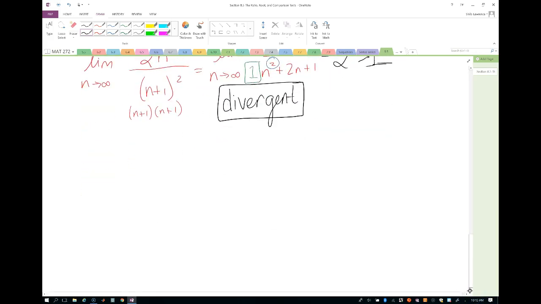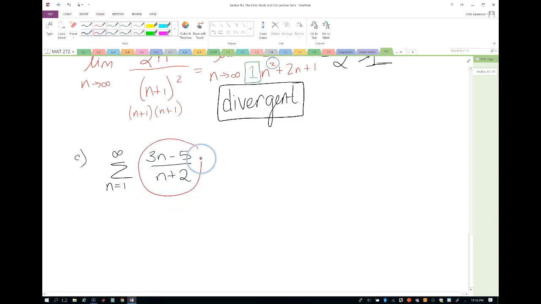I want to show you one more really quick, just so you can see the inconclusive case and what exactly it's going to look like. So for this last one, with the ratio test, we've got the sum from n equals 1 to infinity of 3n minus 5 over n plus 2.